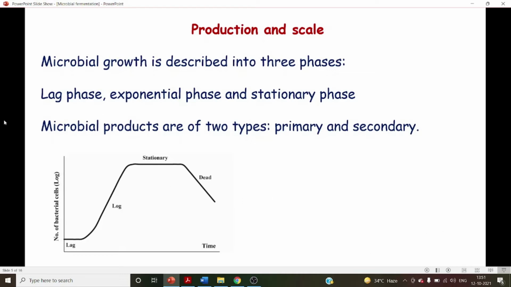Now the microbial products are of two types: primary and secondary. The primary products are produced in the log phase, the exponential phase, and the secondary products are produced at the end of the log phase and in the stationary phase. The example of a primary product is alcohol, and the example of a secondary product is an antibiotic. These are the most common examples.